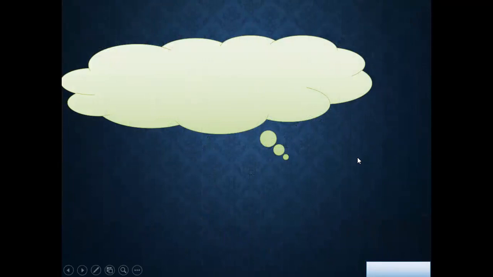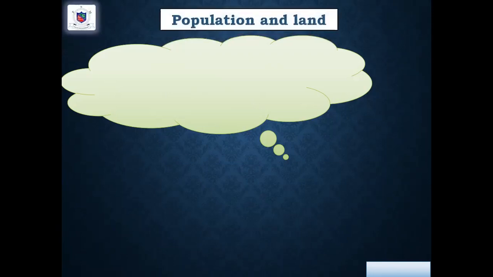Students, if you look at the globe, you will see the blue parts, which are the oceans, seas, rivers and lakes, and the brown and green parts are the plains, mountains and deserts. We see that almost 1/3 of the globe consists of land and 2/3 consists of water. So, what about the population, students?